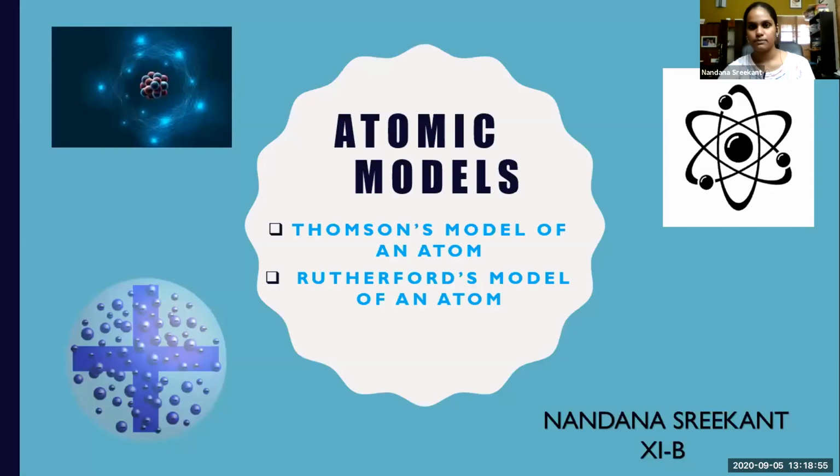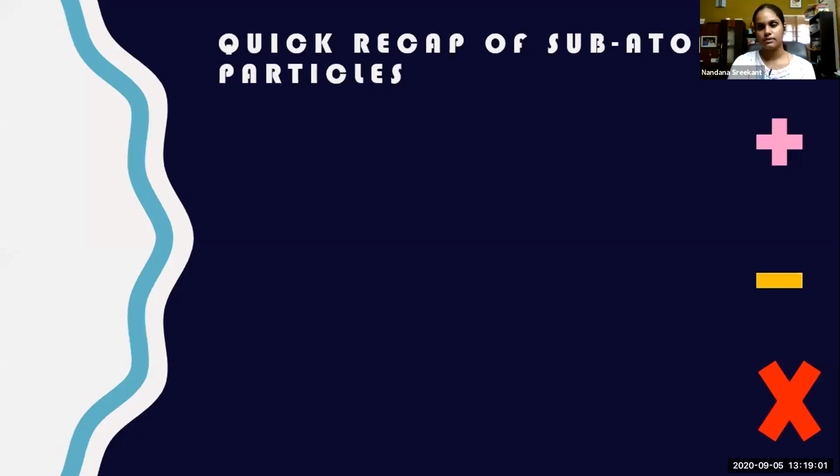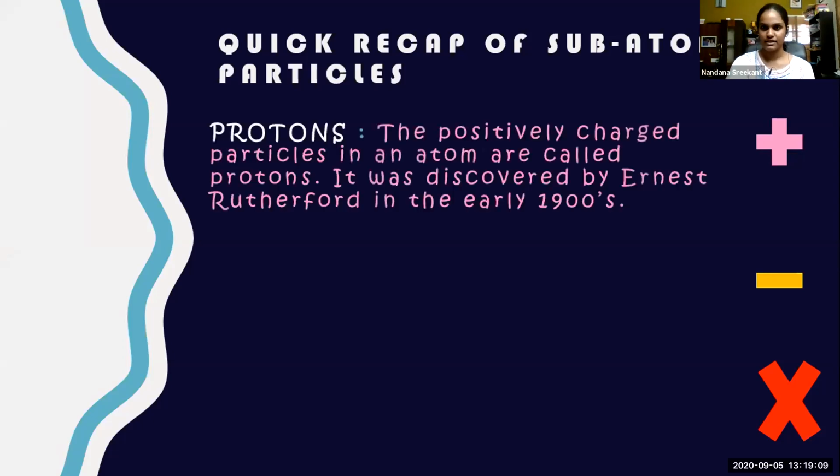So right before I begin the atomic model portion, I would like to do a quick recap on subatomic particles of an atom. There are three subatomic particles in an atom, namely protons, electrons, and neutrons. Protons are the positively charged particles in an atom, and they were first discovered by Ernest Rutherford in the early 1900s. So it has a charge of +1.